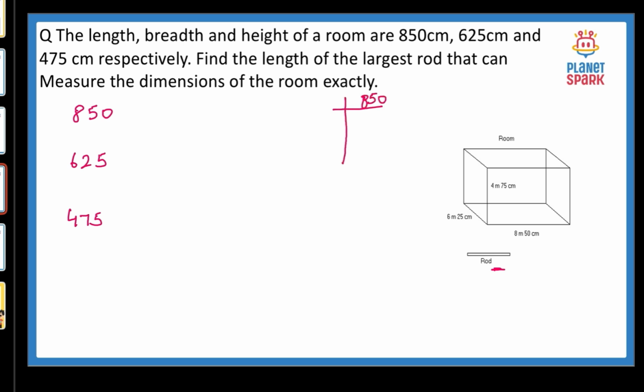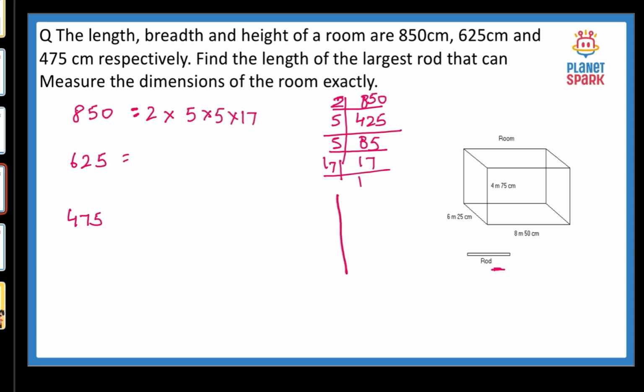For the HCF of 850, let's find the prime factors. I'll divide it by 2. When I divide 850 by 2, we get 425. Now 425 is not divisible by 2 or 3, but it is divisible by 5. We get 85. 85 divided by 5 is 17, which is a prime number. 17 divided by 17 is 1. So the factors of 850 are 2 into 5 into 5 into 17.